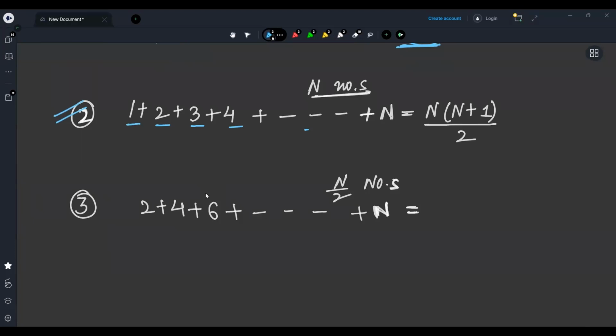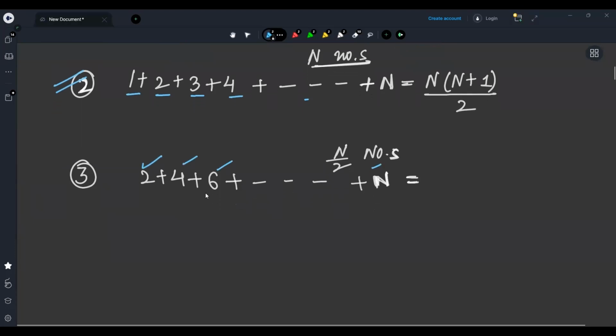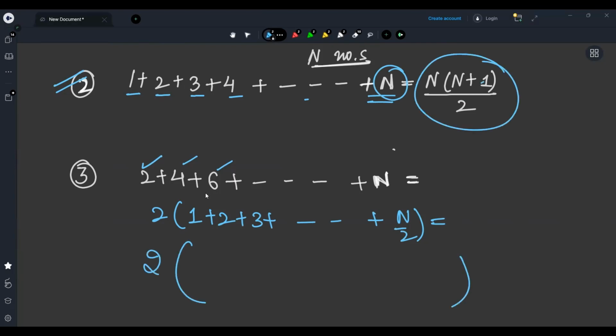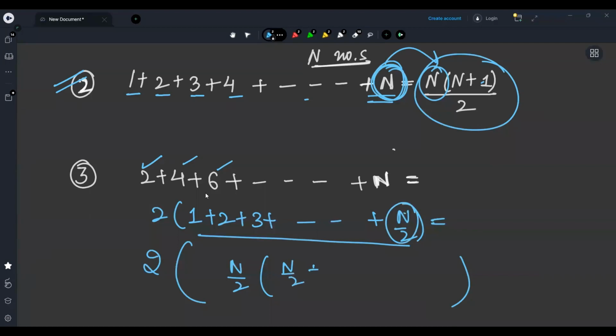Now, secondly, if I take 2, 4, 6, up to n terms, the first thing you have to understand is that I can take 2 common. It becomes 1 + 2 + 3, and so on, up to n/2 terms. So for n numbers, it would be n(n + 1)/2. If I take this 2 out, and replace n with n/2, because it was n, it is now n/2. So it will become this. Now 2 and 2 will be cancelled out.